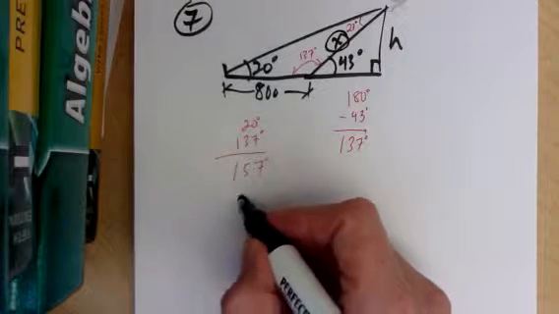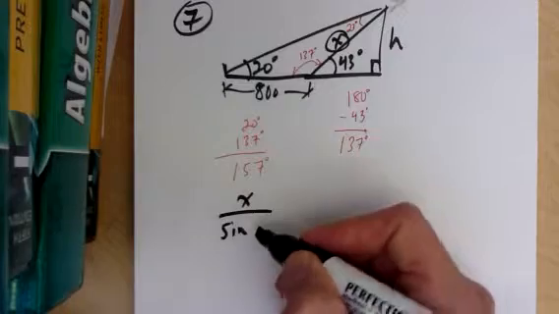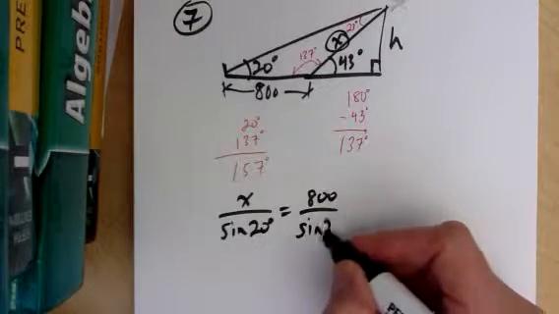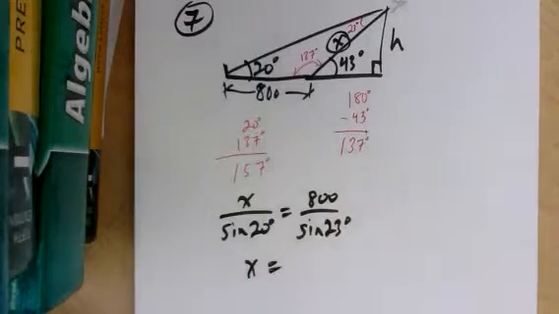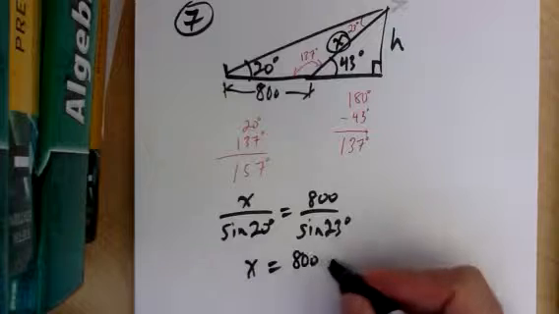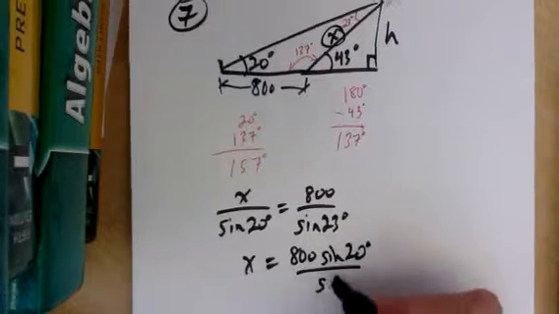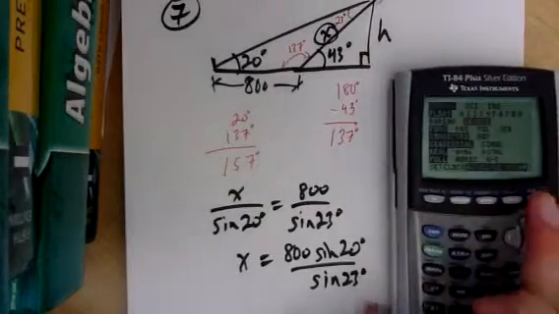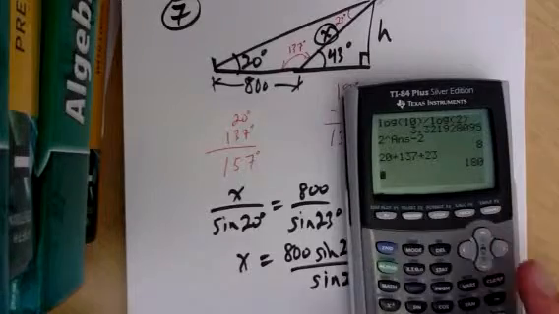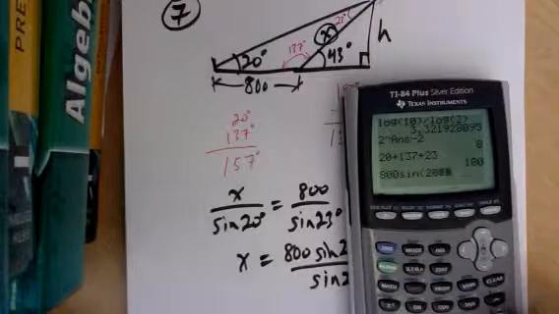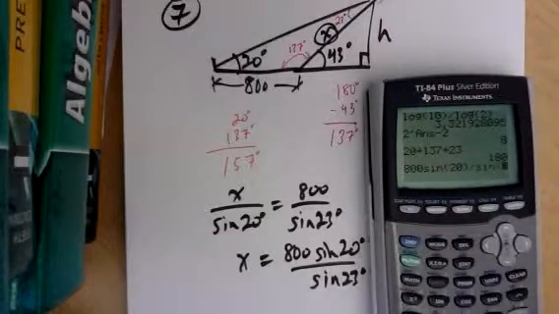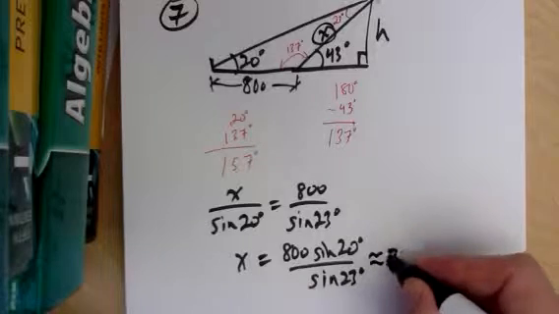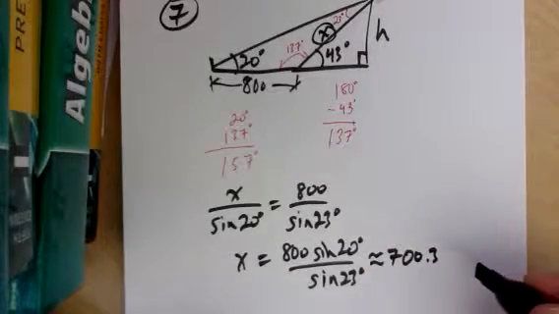Now we're going to use the law of sines to solve for that distance x. So you've got x over sine 20 equals 800 over sine 23 degrees. So x equals 800 sine 20 over sine 23. I'm going to check to make sure my calculator is in degree mode and plug that in. 800 sine 20 divided by sine 23, and you get about 700.3. In this problem, that's feet.